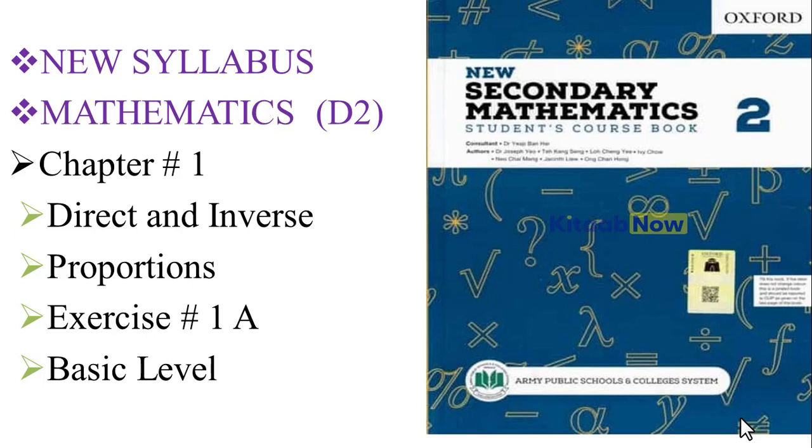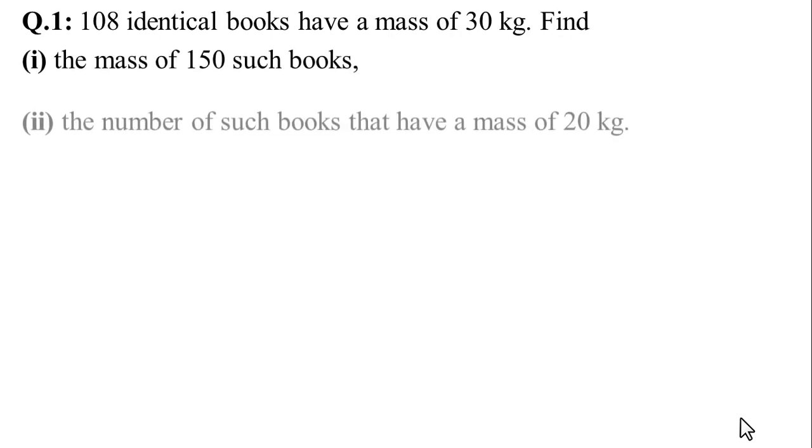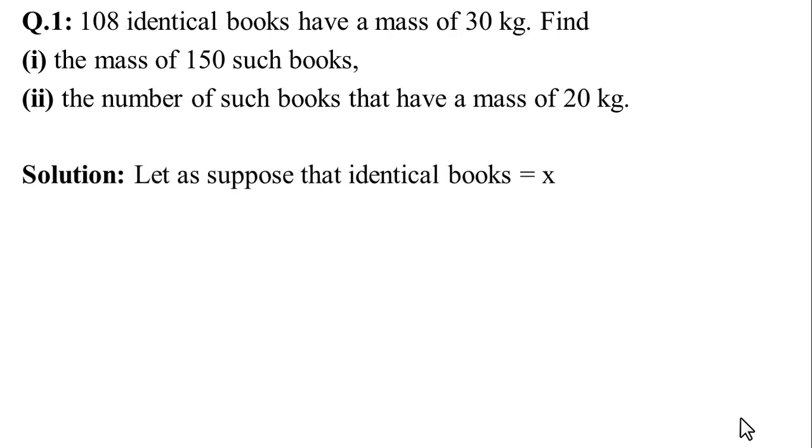First of all, we solve basic level. In basic level, question number 1 to 4. Now we will solve question number 1. 108 identical books have a mass of 30 kg. Find the mass of 150 such books and the number of such books that have a mass of 20 kg. Here two parts are given. First of all, we find the solution.